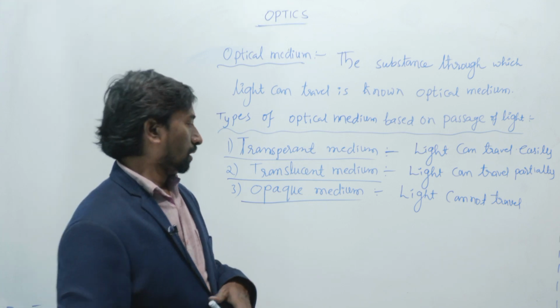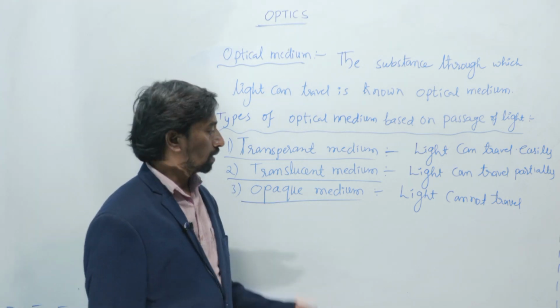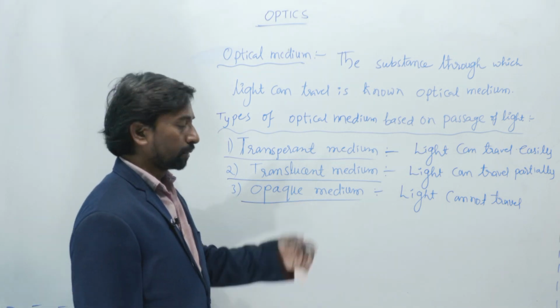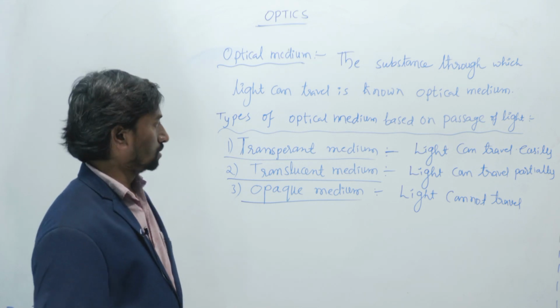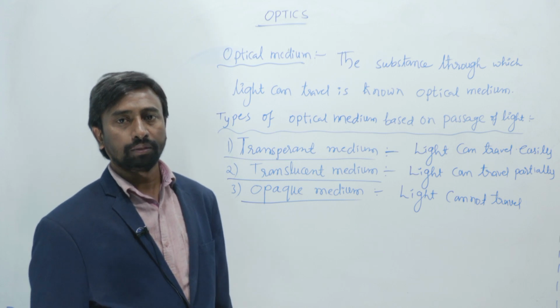So this property, that is, those substances or objects are known as opaque medium, or opaque substances. So these are the three kinds of mediums based on the passage of light through them.